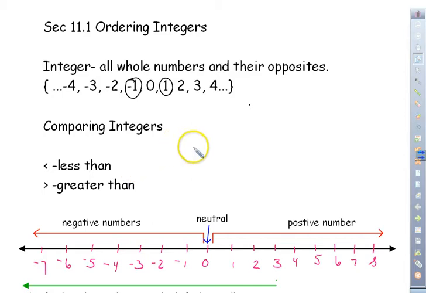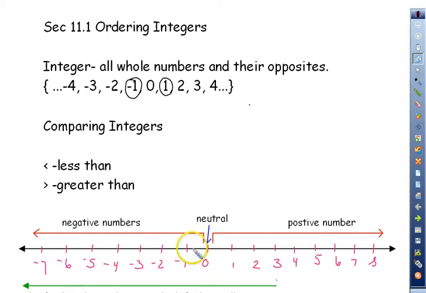So those are integers. Comparing integers would be, for example, less than, greater than. These are less than, greater than signs. We've talked about those many times before. But what you have to look at is, for example, using this chart. This is your number line, and 0 is your starting point. To the right are all positive numbers starting at 0 and then 1, 2, 3, 4 and all the way up infinitely to your right.